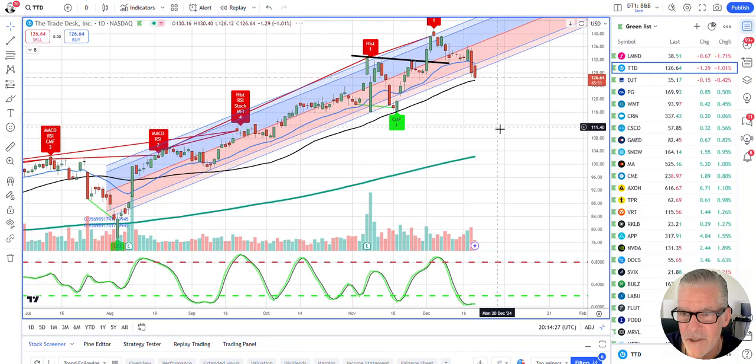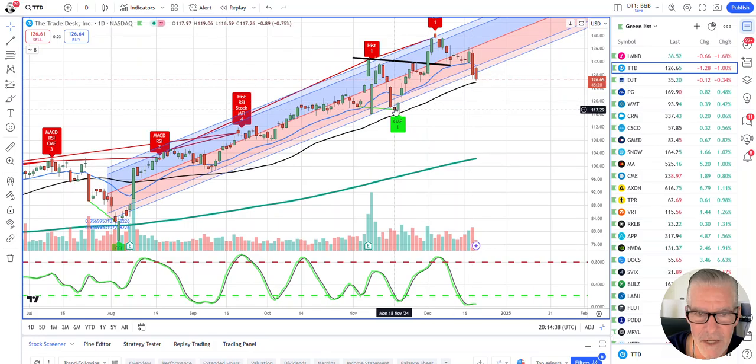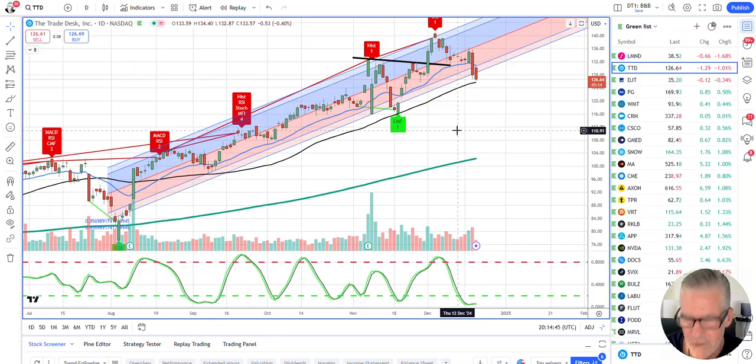The other one I want to show you is TTD. Outperformance, good uptrend. We're still above the 50. It's not doing very well today, so it's not a setup yet. But we've got the potential of a nice reversal that you see right here, right at that 50 period moving average. Wait till that happens. Don't buy it yet.